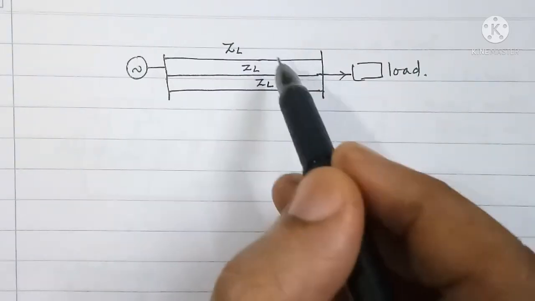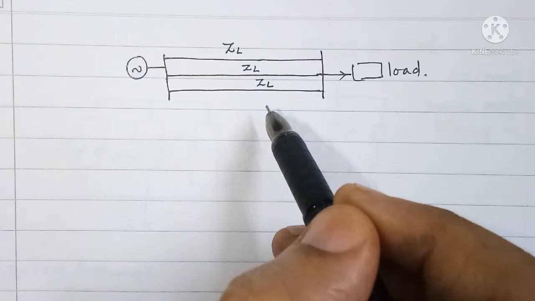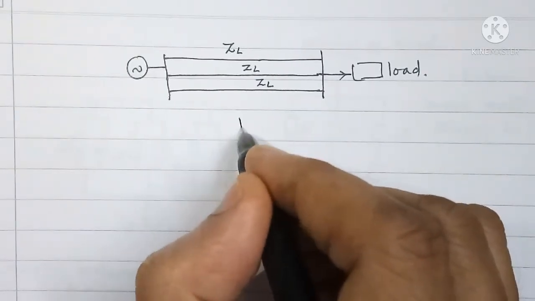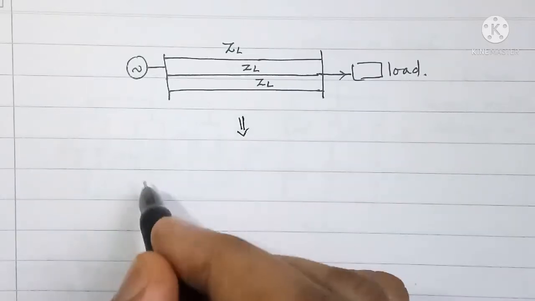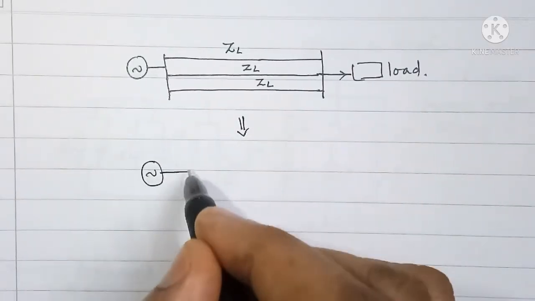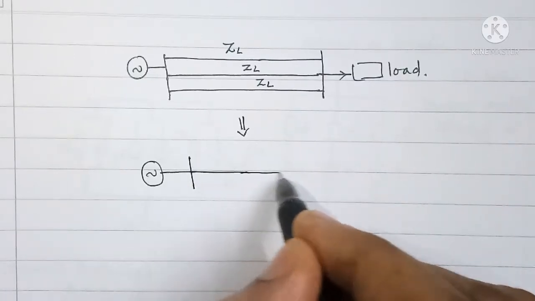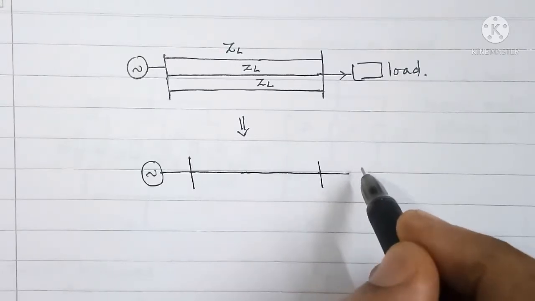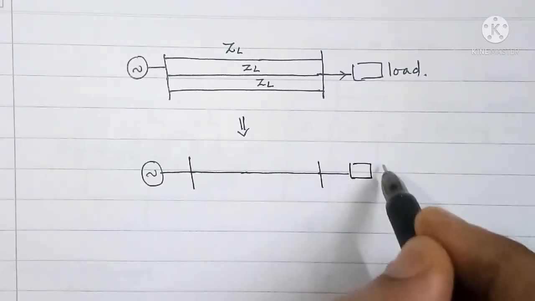If I have to represent these three lines by an equivalent transmission line, then I will have a single transmission line between the two buses here. One is the generator bus, another one is the load bus.